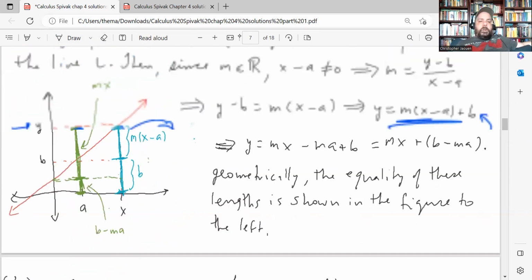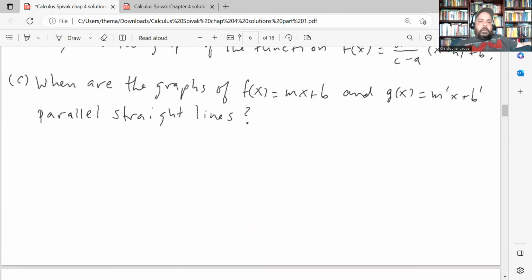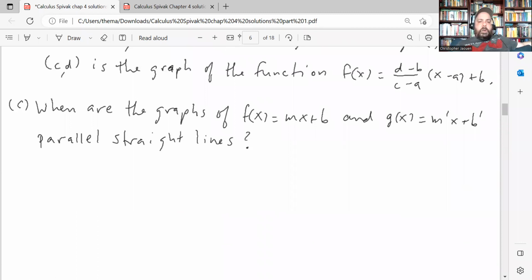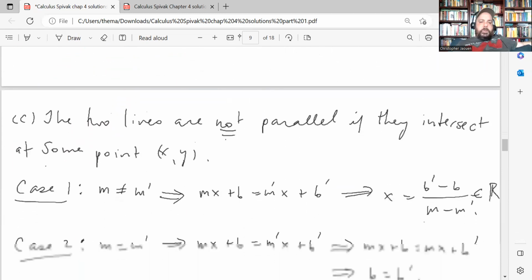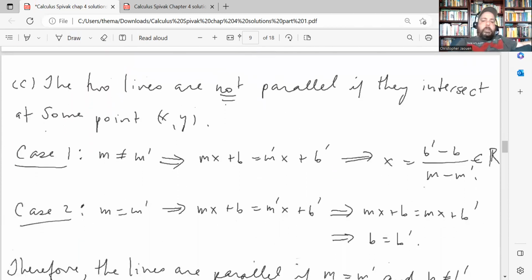Right, and then lastly, part C. Part C says, when are the graphs of f of x equals mx plus b and g of x equals m prime x plus b prime parallel straight lines? So here we go. First off, the two lines are not parallel if they intersect at some finite point, right? Because parallel lines, geometrically anyway, are lines that never intersect. So let's figure out the cases where the two lines will intersect.